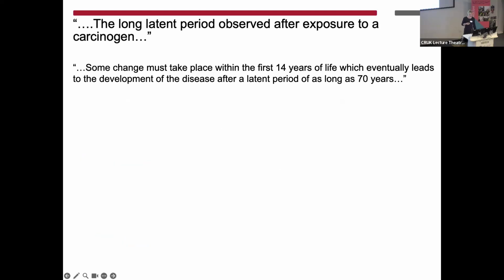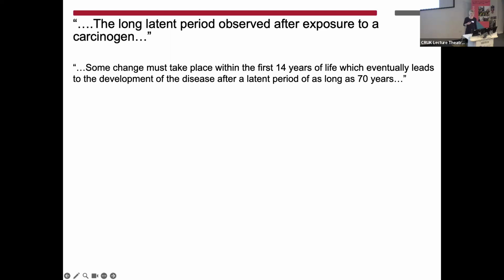So now I'm going to move to a few assumptions and the wider description of the model that Armitage and Dole gave in the paper that really caught my eye. And as Anthony mentioned, they emphasized the long latent period observed after exposure to a carcinogen as being inherent to their model. And they describe in the paper quite a lot about squamous cell carcinoma of the penis and how that relates to circumcision and timing. And they say quite clearly, some change must take place within the first 14 years of life, which eventually leads to the development of the disease after a latent period of as long as 70 years.